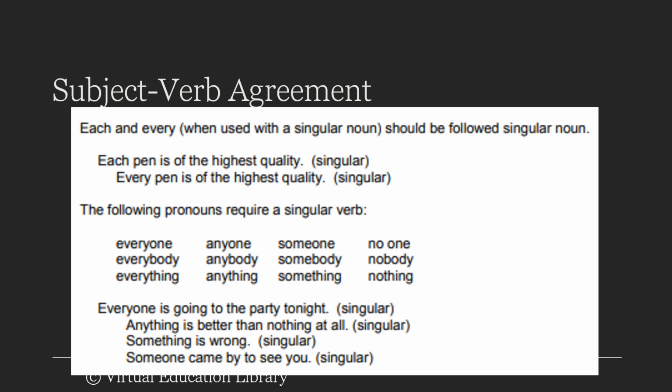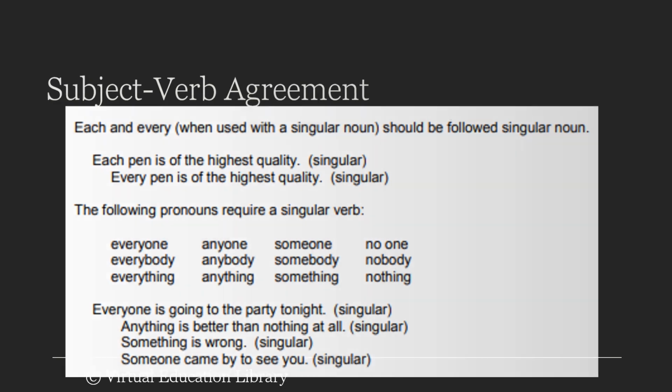Some other examples are: Everyone is going to the party tonight, not everyone are going to the party tonight. Anything is better than nothing at all, not anything are better than nothing at all. Something is wrong. Someone came to see you. So these are some of the examples.